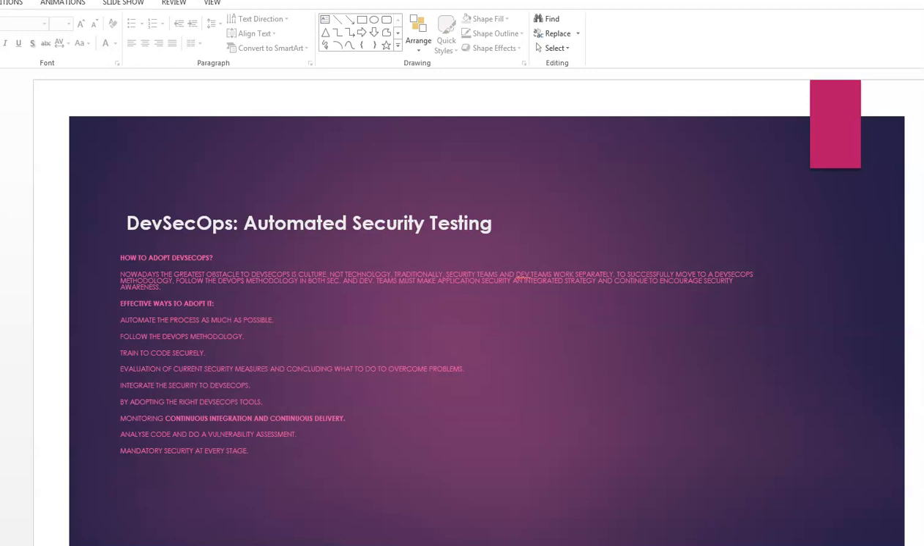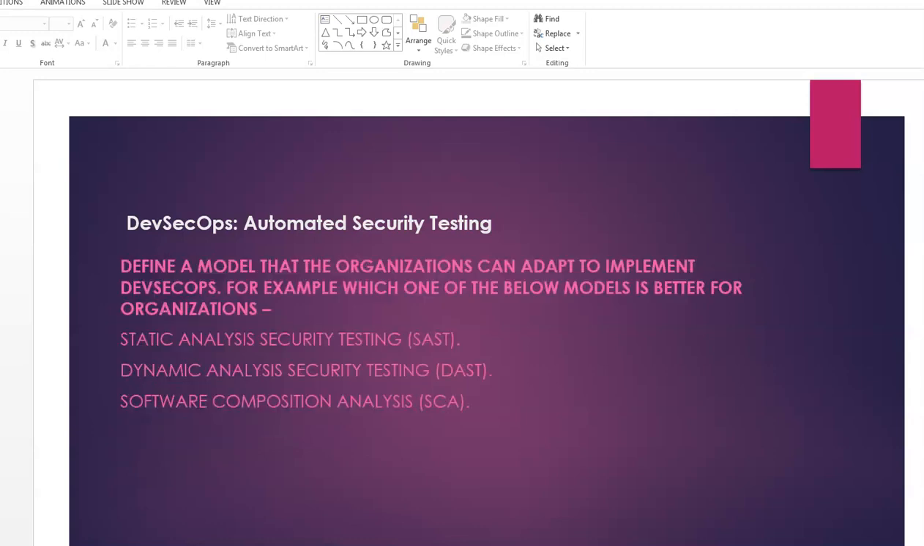Okay, we'll discuss each and every stage, and what the different kinds of stages are. Now there are different kinds of models that every organization can adopt to implement DevSecOps. There are three types of testing they will use. Number one is static analysis security testing, SAST. Dynamic analysis security testing, DAST. Software composition analysis, SCA. These three are the models which companies and organizations are adopting.